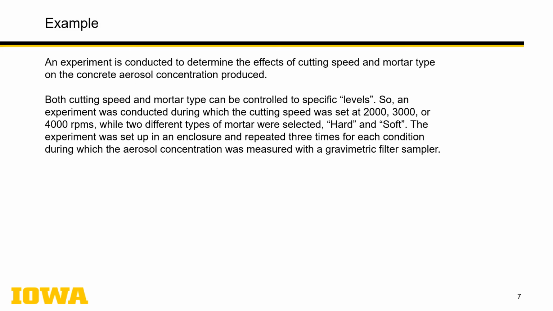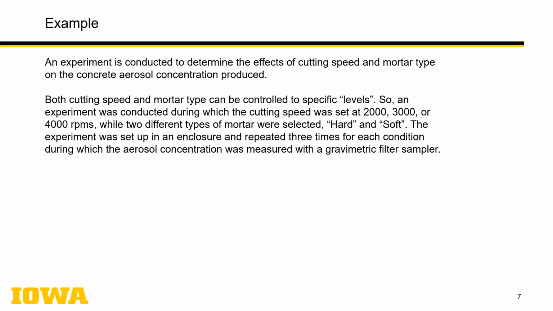Okay, let's get an example here to kind of hone in on these different terminology types. It's an experiment conducted to determine the effects of cutting speed and mortar type on the concrete aerosol concentration produced. Both cutting speed and mortar type can be controlled to specific levels.